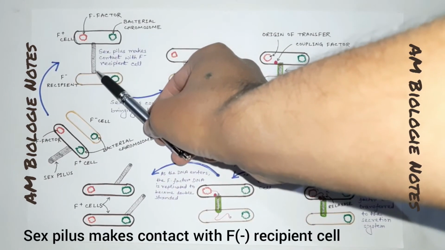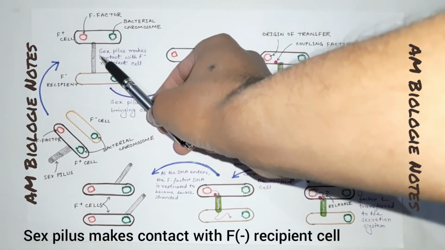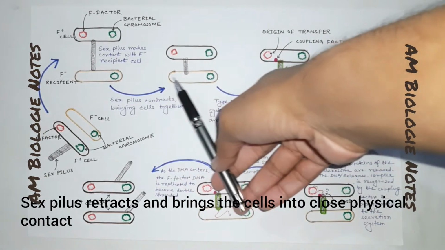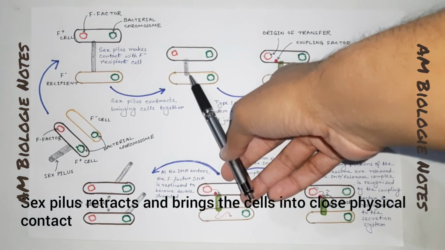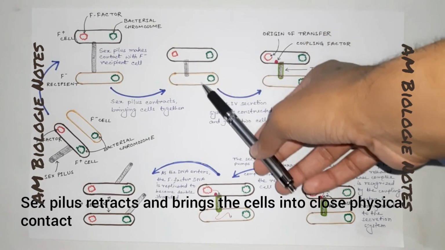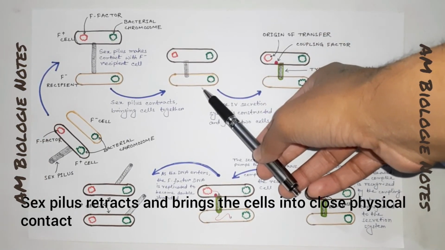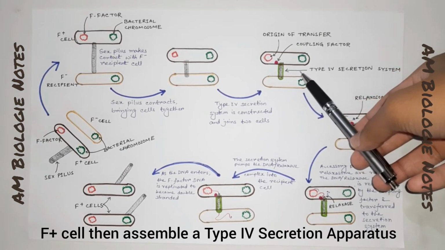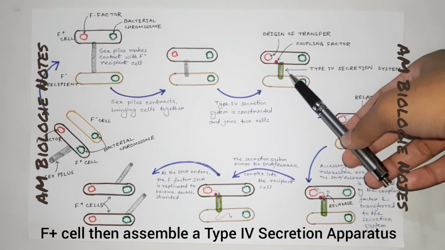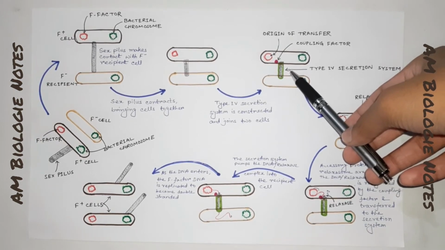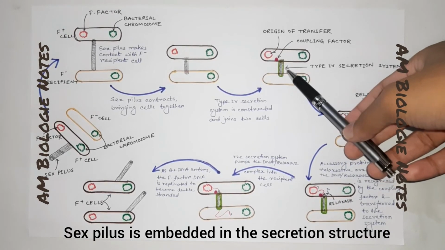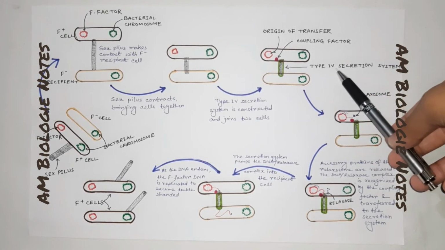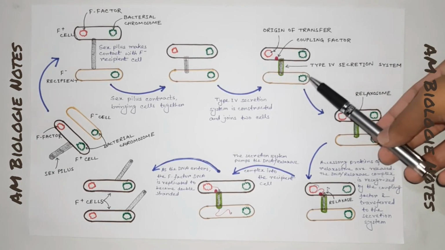The sex pilus makes contact with F minus recipient cell. Once contact is made, the pilus retracts and brings the cells into close physical contact. The F plus cell then assembles a type 4 secretion apparatus and prepares for DNA transfer. The sex pilus is embedded in the secretion structure. The type 4 secretion system joins the two cells.